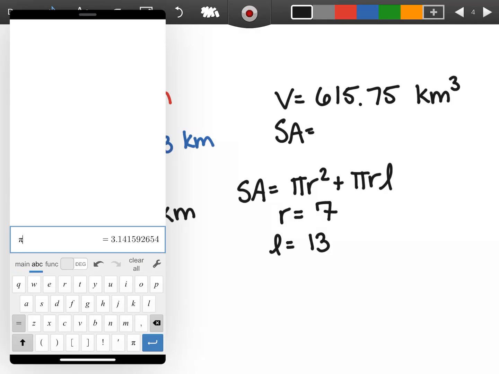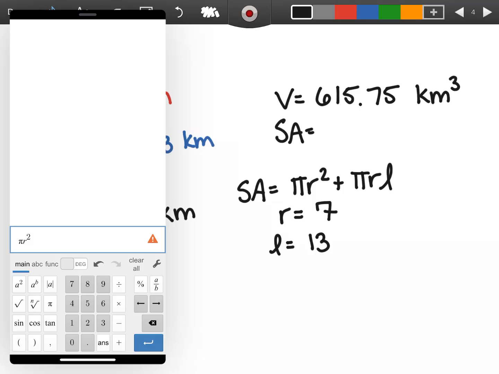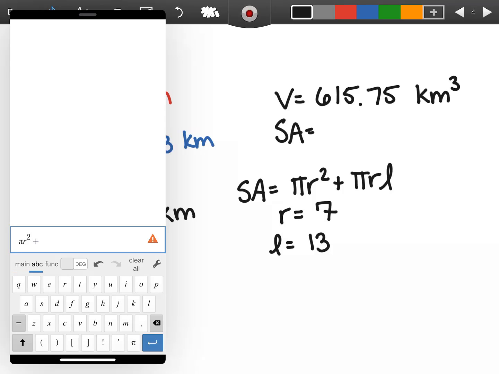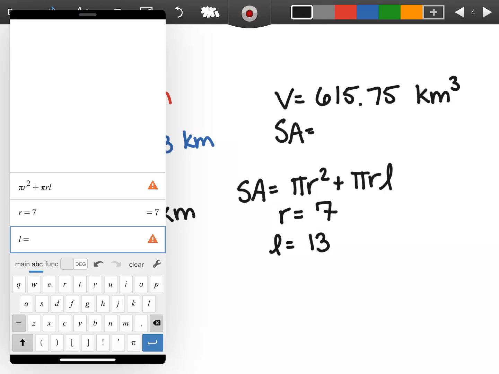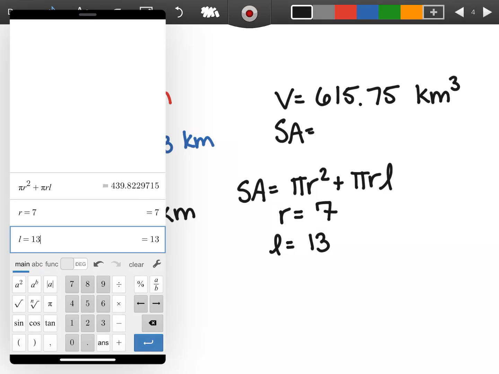So we're going to put in our formula, pi r squared plus pi r L. R is equal to 7 and L is equal to 13. So we end up with a surface area of 439.82, and it's going to be square kilometers or kilometers squared.